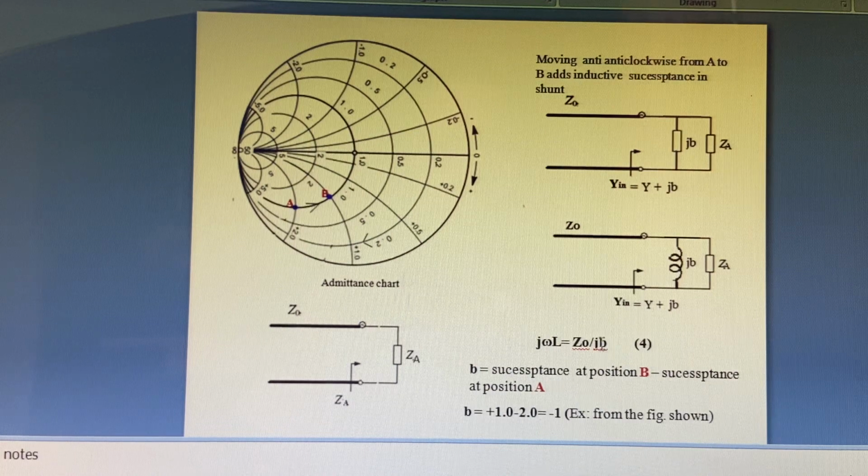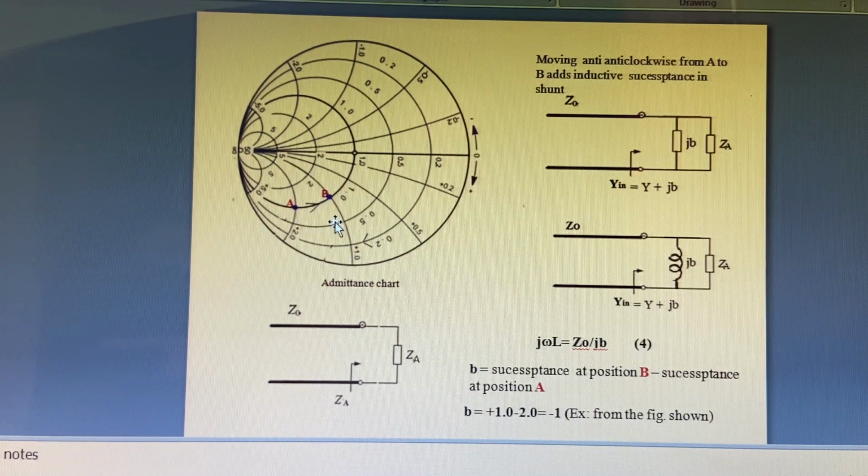Again, we have to find the value of B, which is the susceptance at position B minus the susceptance at position A. As shown in this example, we are moving from position A to position B over the conductance circle, in the anti-clockwise direction.